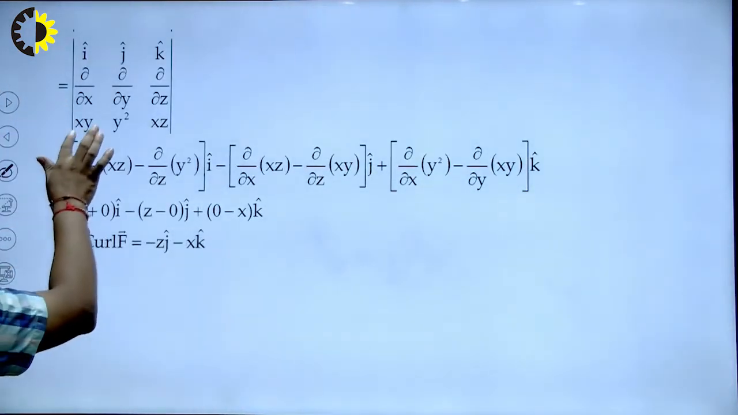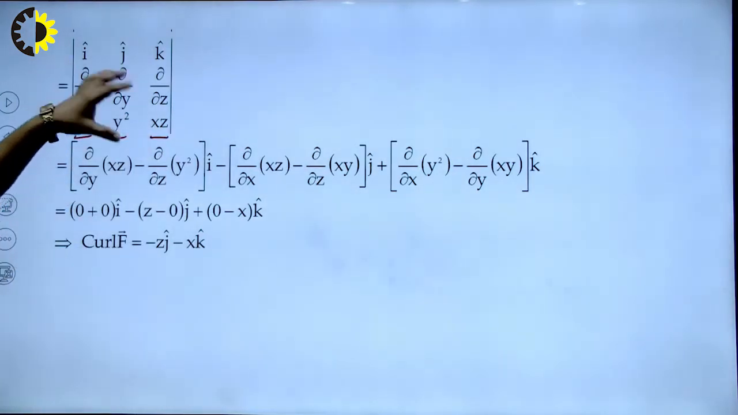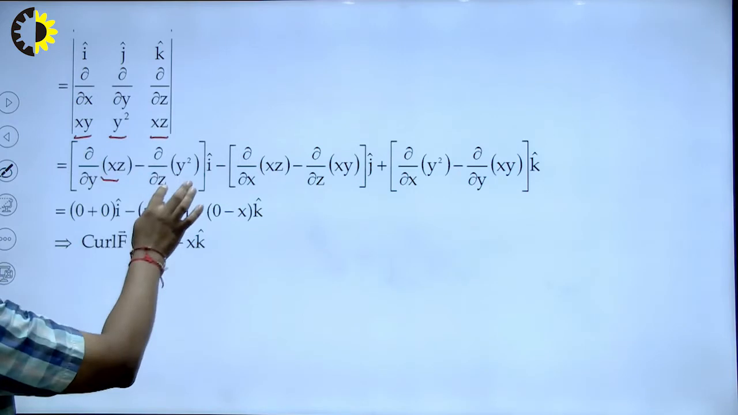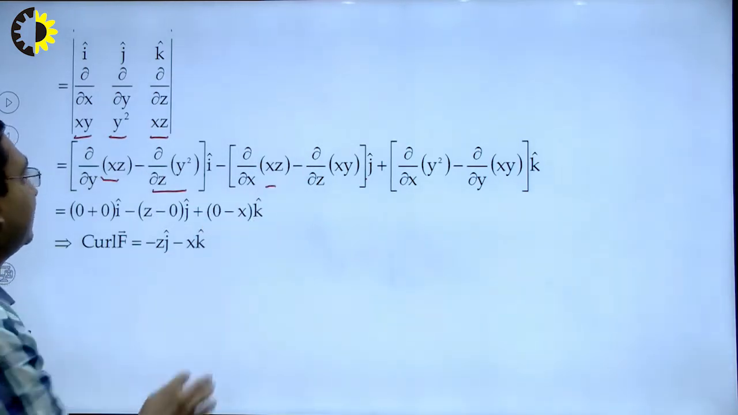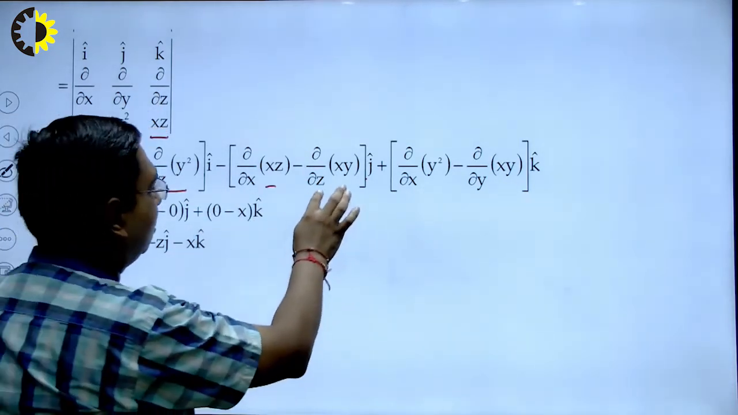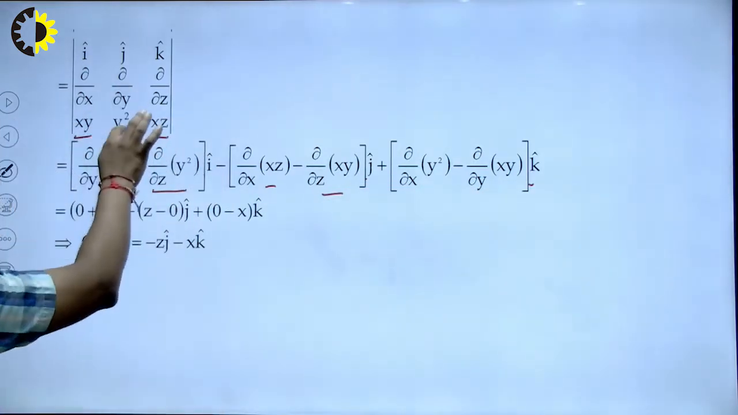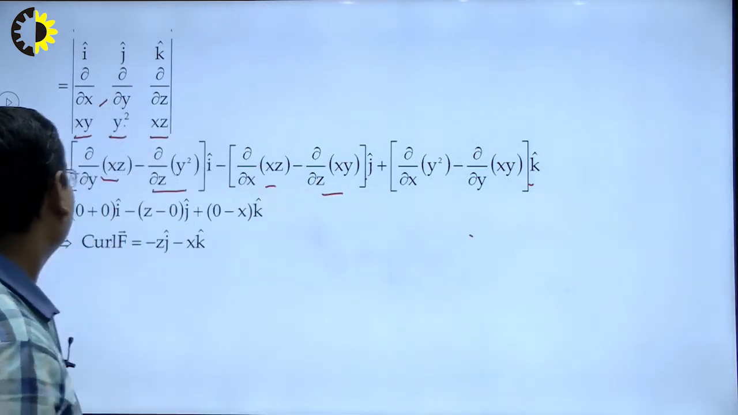Now, components of f are replaced in place of f1, f2 and f3. This determinant will now be expanded. i cap del over del y of xz minus del over del z of y square, minus j cap del over del x of xz minus del over del z of xy, plus k cap del over del x of y square minus del over del y of xy.